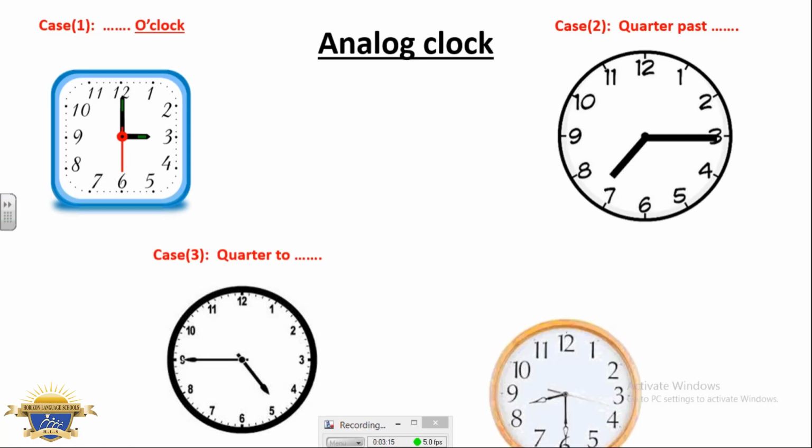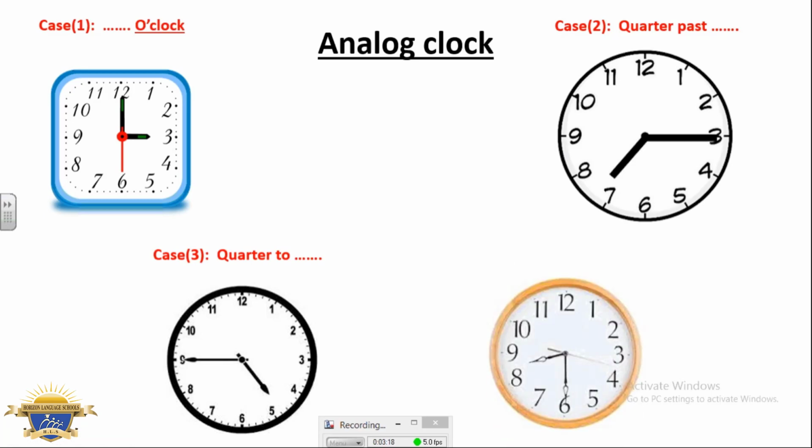And the last case is half past. Half past is when the minute hand, or the tall hand, is on number 6. So we have 4 cases in the clock. The first case, it's all about the tall hand, the minute hand. When the minute hand is on number 12, it's o'clock. Exactly the time.